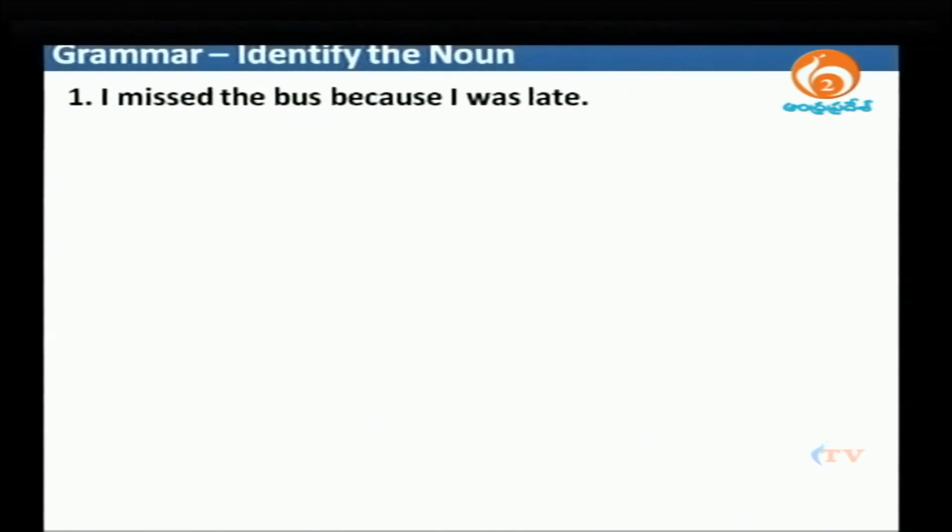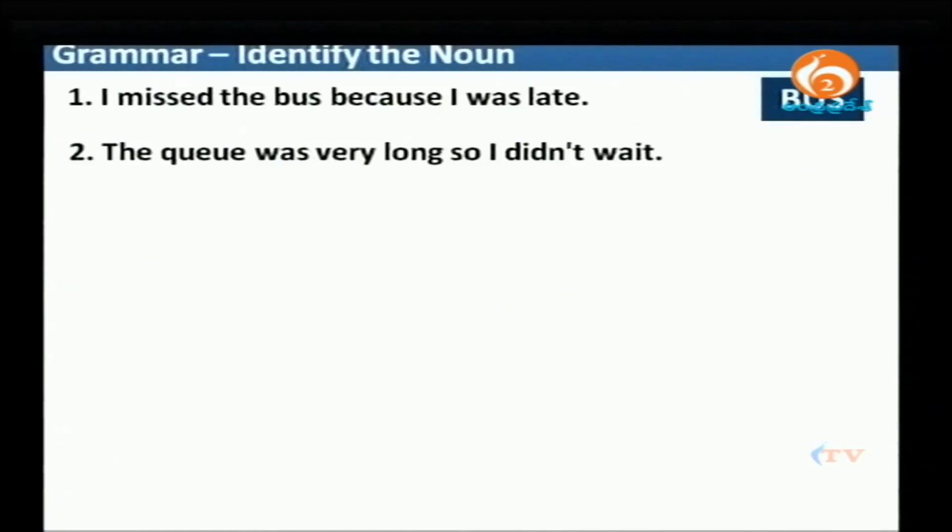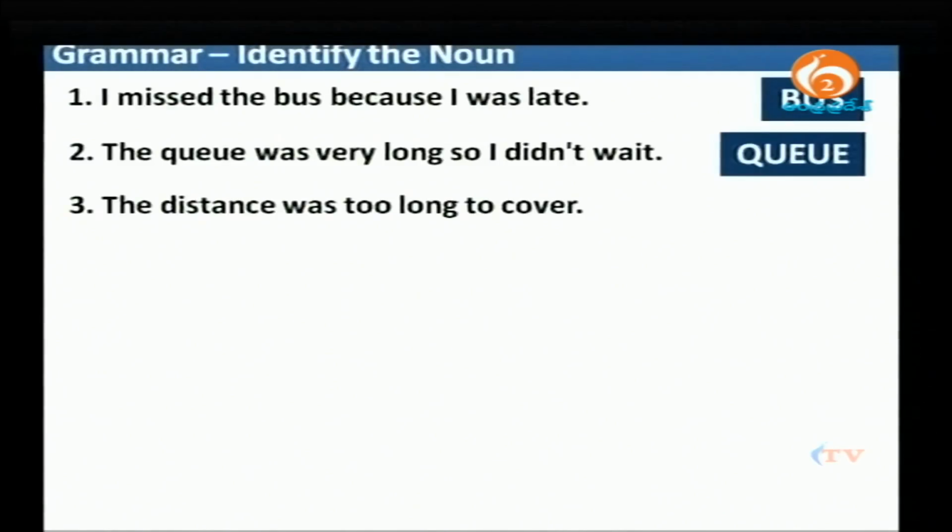Now here what you need to do is you need to identify the noun from these words. For example, this is the first one. The second one you need to figure out. I missed the bus because I was late. So the noun is bus. Next, the queue was very long, so I didn't wait. So you need to identify the noun here. And that is queue. The queue was very long, so I didn't wait. 3. The distance was too long to cover.